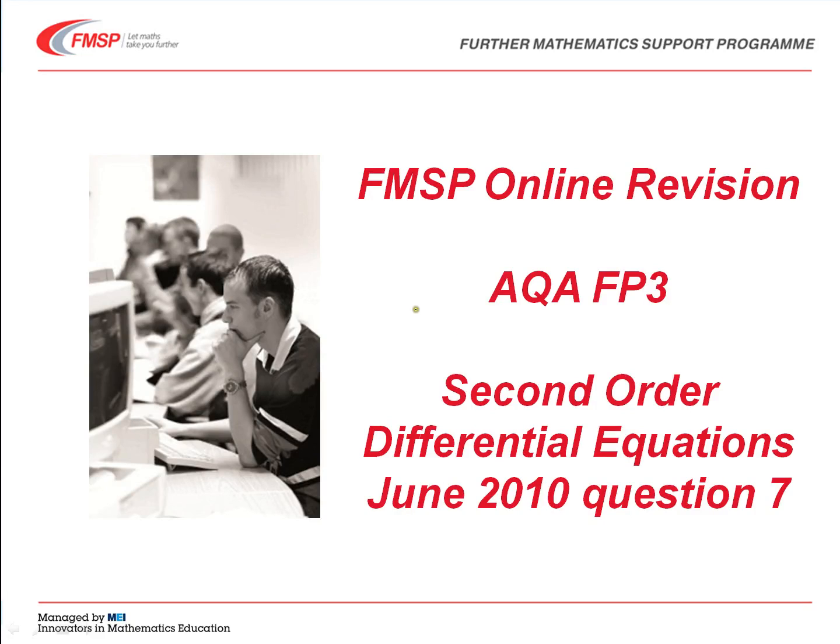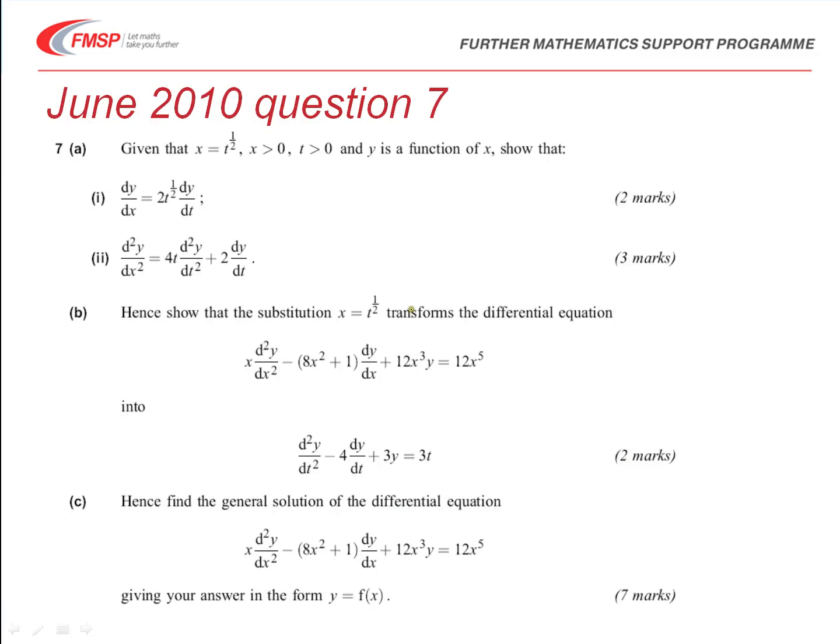Well, welcome to this online revision session for AQA FP3, in which we'll be looking at the June 2010 question 7 on solving differential equations. The particular equation we're going to be looking at is a second order differential equation, and in part B you can see we're going to end up solving it firstly by using an appropriate substitution to reduce it to an equation in terms of y and t, and then finding the general solution to that equation and then substituting back to solve the original problem involving y and x.